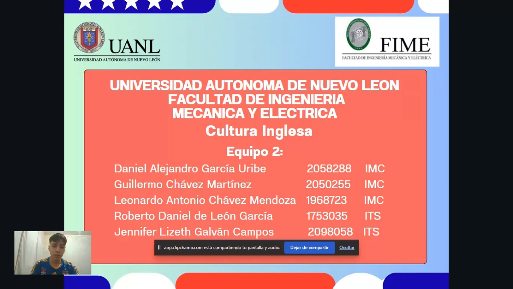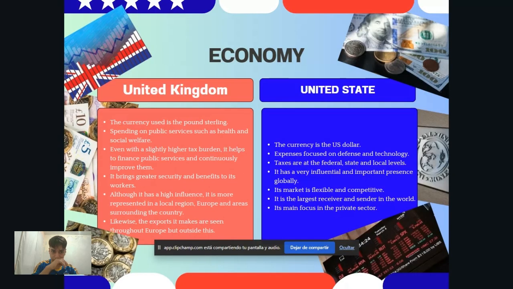Hello, we are team two, and we will do the following activity that deals with a comparative table on the United States and the United Kingdom with points to highlight. At this point, we will see the economy between the two countries, and we can take as the main point the scope that presents itself between both.